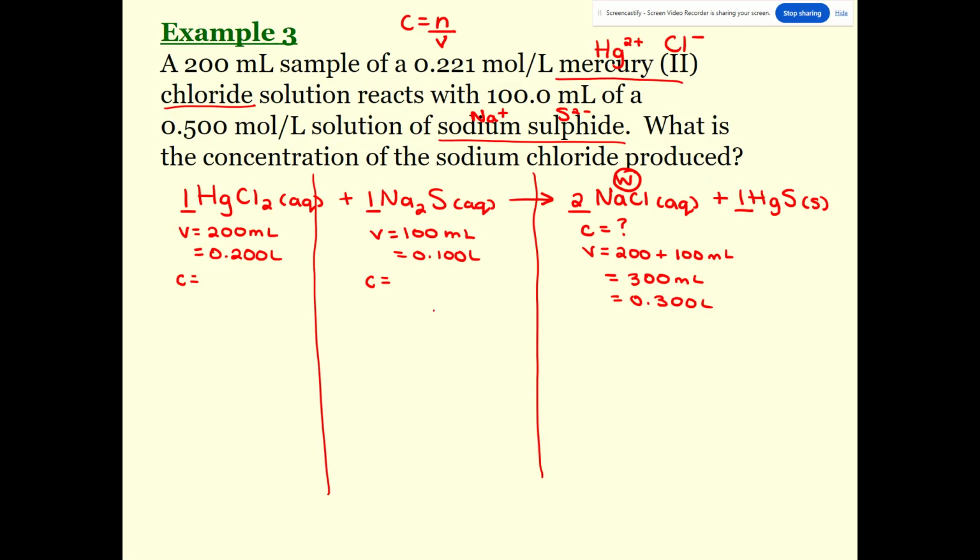I'm also given the concentration of the mercury 2 chloride right here, moles per liter is concentration. That's 0.221 moles per liter. And I'm given the concentration here of the sodium sulfide, 0.500 moles per liter. Okay?